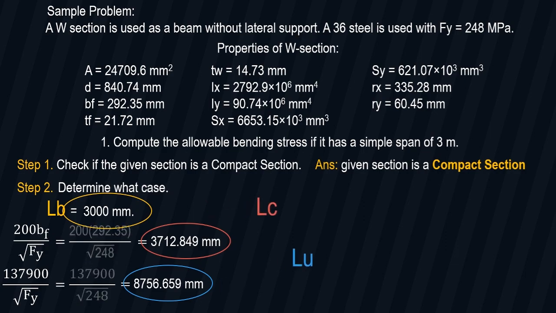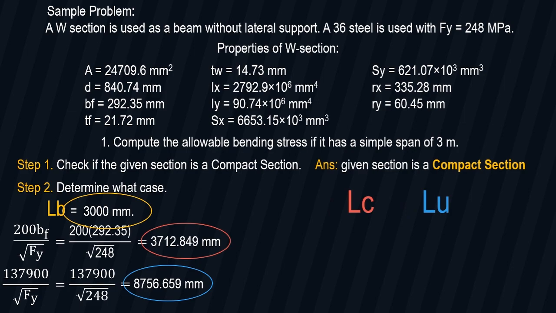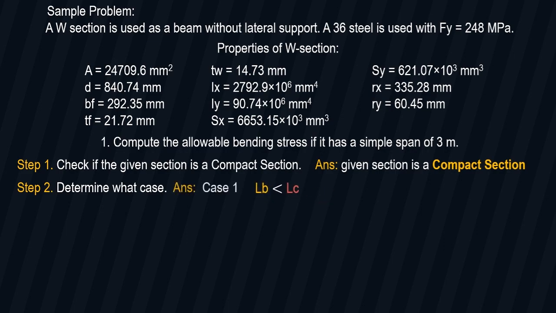Now, we'll take the value of LC and LU and compare it to the value of LB. Looking at the values right here, we can say that LB is less than LC. Therefore, we're dealing with case number 1. We are in case number 1. So we answered step number 2.